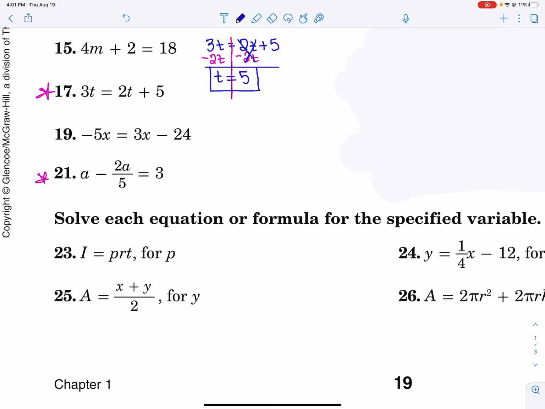All right, now what I'm going to do is check my work. When I'm checking this work, I'm going to take that 5 and substitute it back into the original equation, everywhere there was a t. I'm going to replace all of those t's with an empty set of parentheses so that I can substitute in 5. Okay, so I'm going to substitute in 5.